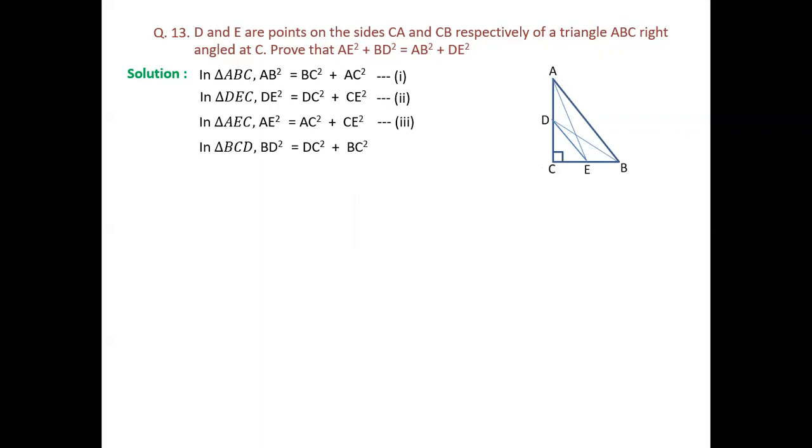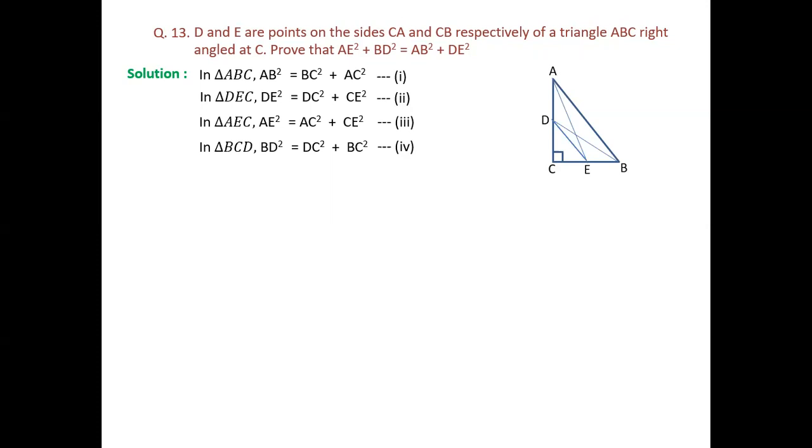Okay. Now, in triangle BCD, you are taking this triangle. Here, the right angle is here. So BD is the hypotenuse. So BD square is equal to DC square plus BC square. This is the fourth equation.